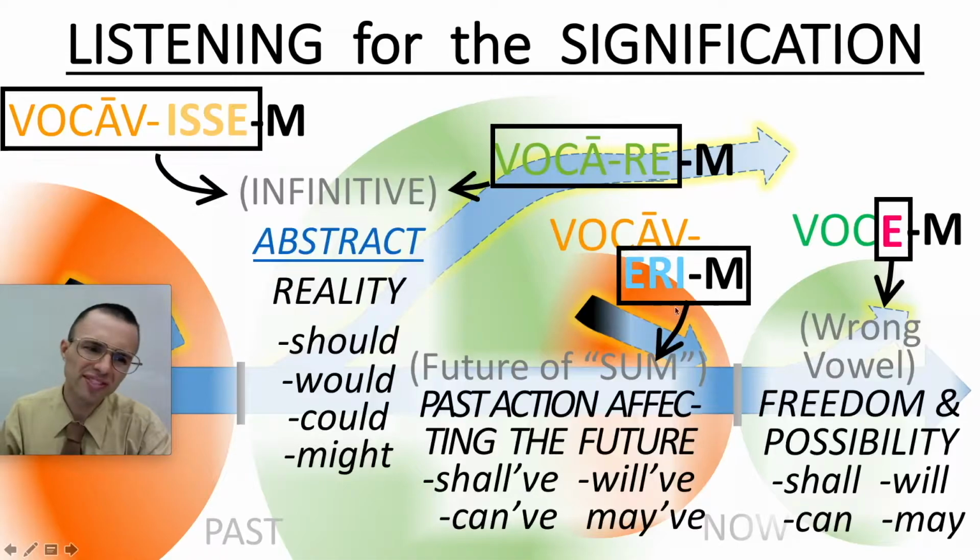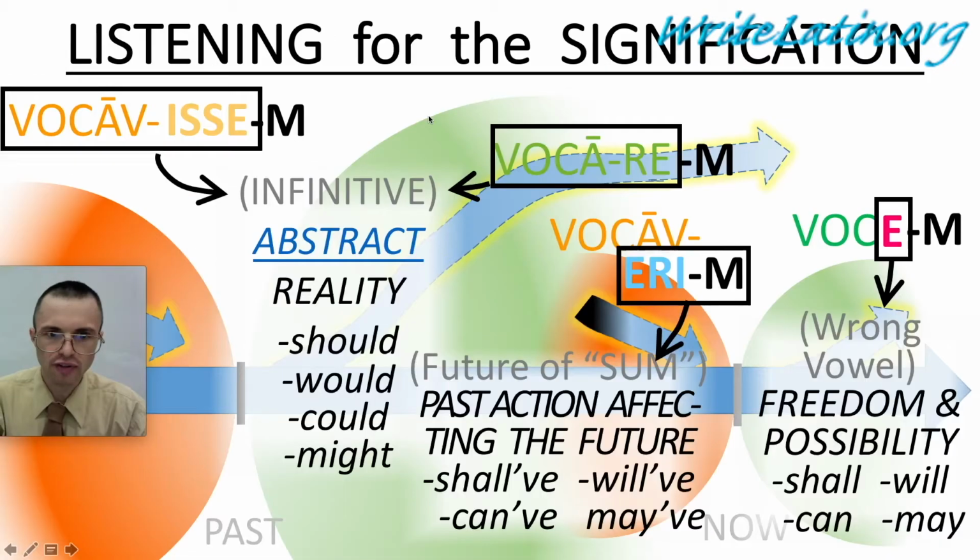The vocaverim doesn't signify freedom quite as much. That's just because this tense is so close to the future perfect that it really kind of gets swallowed up and absorbed by the future perfect and is hardly even a subjunctive tense at all.